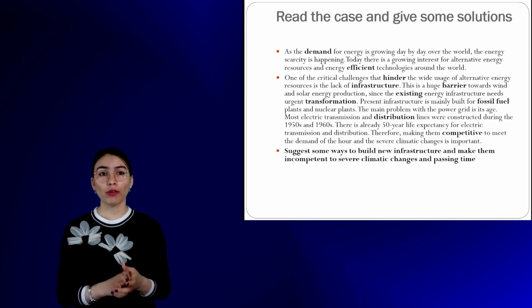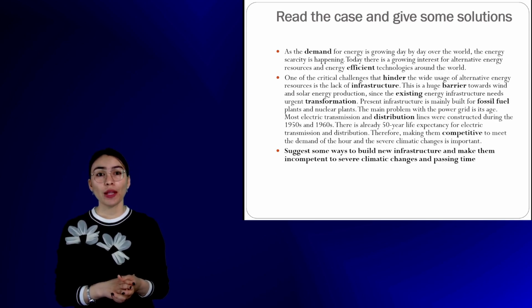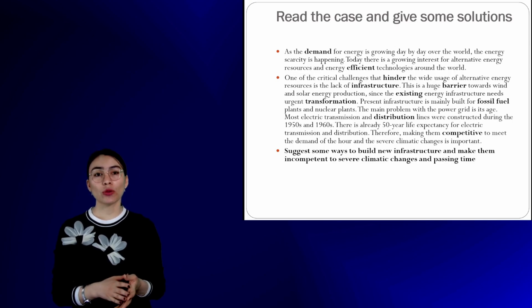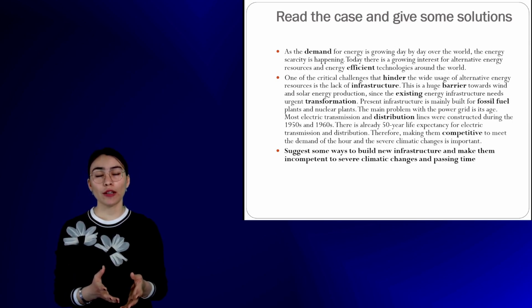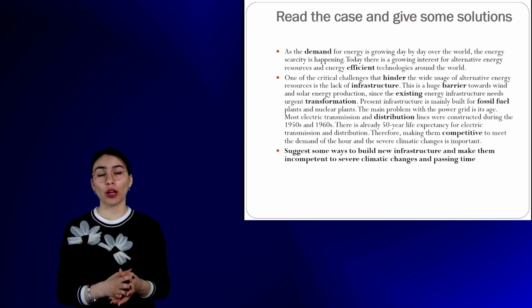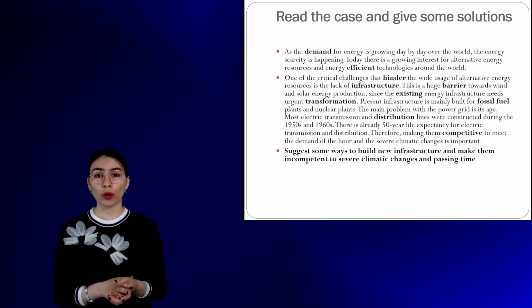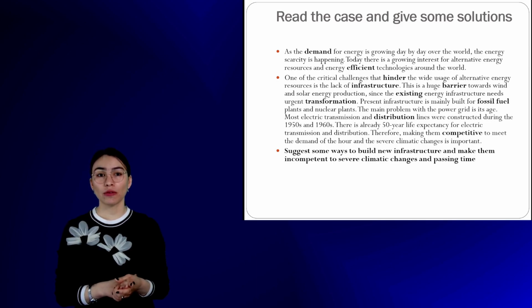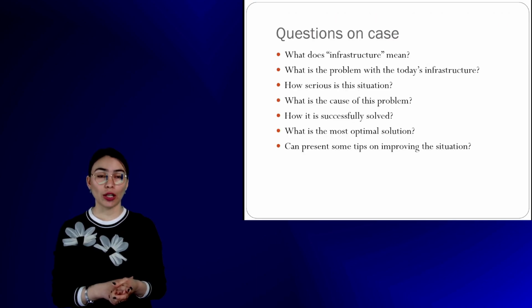The main problem with the power grid is its age. Most electric transmission and distribution lines were constructed during the 1950s or 1960s. There is already a 50-year life expectancy for electrical transmission and distribution. Therefore, making them competitive to meet the demands of the hour in severe climatic changes is important. Suggest some ways to build new infrastructure and make them resilient to severe climatic changes and passing time.